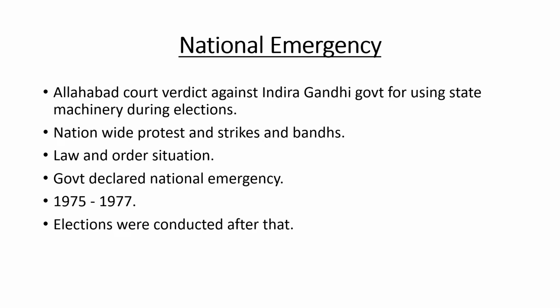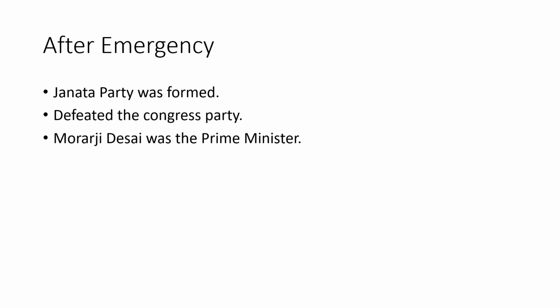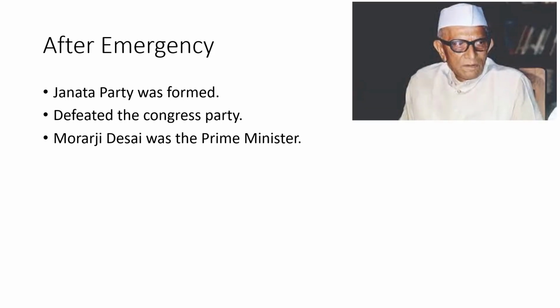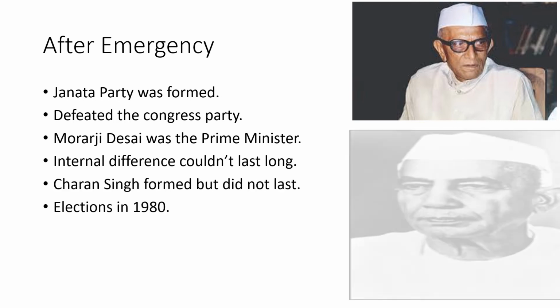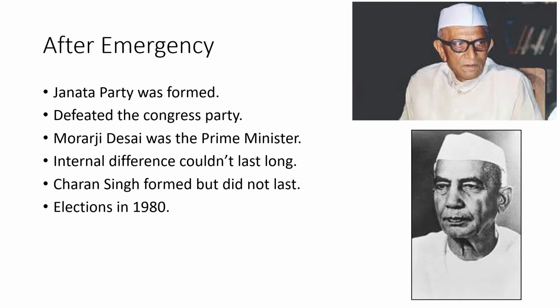But after 1977, elections were conducted. Now what happened after the emergency? The Janata Party was formed, which defeated the Congress Party, and Morarji Desai became the first non-Congress Prime Minister of independent India. Unfortunately, due to internal differences, his government could not last long. After him, Charan Singh formed the government, but that too could not last long.